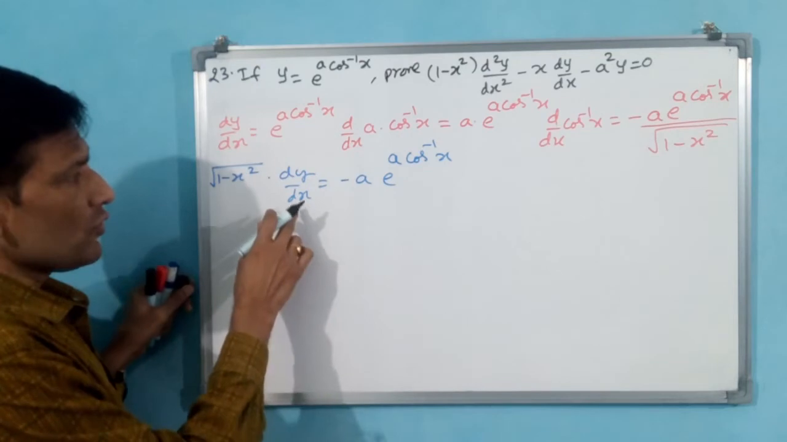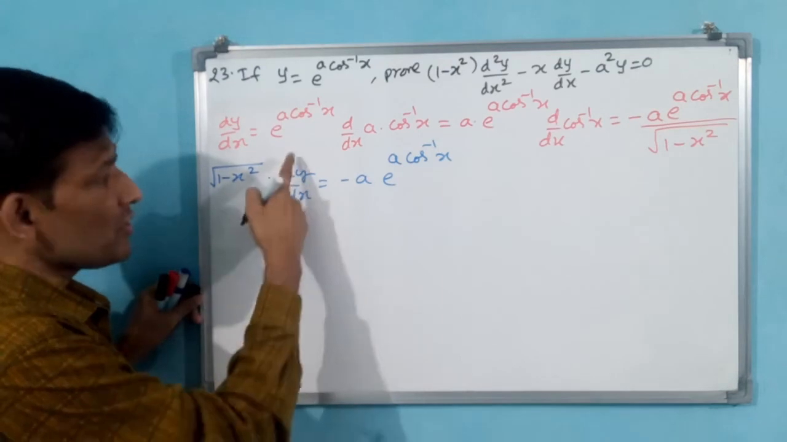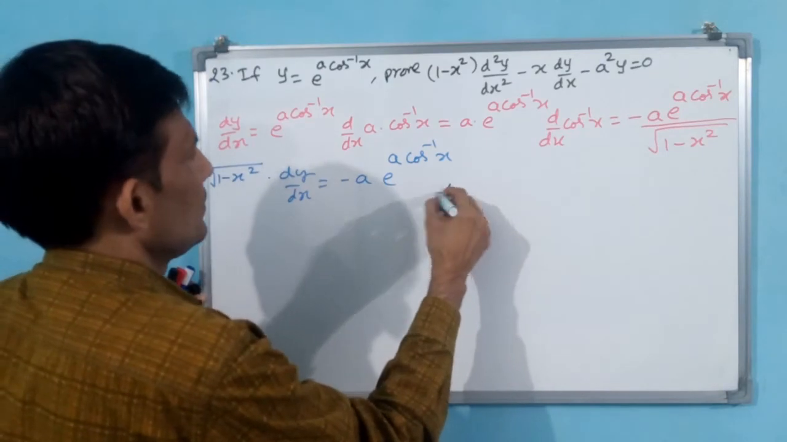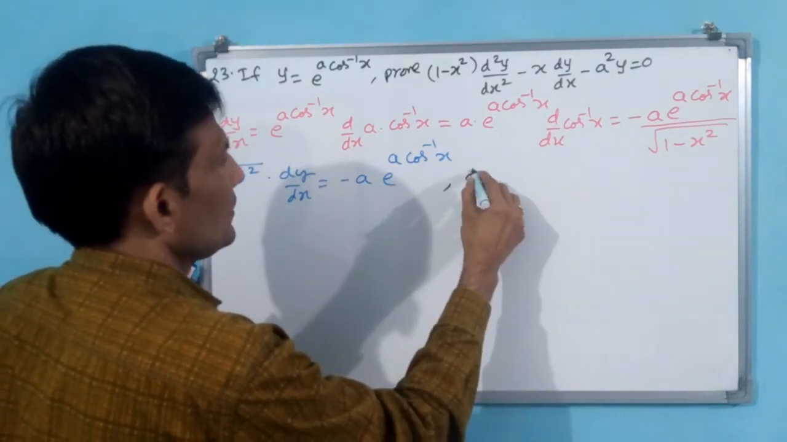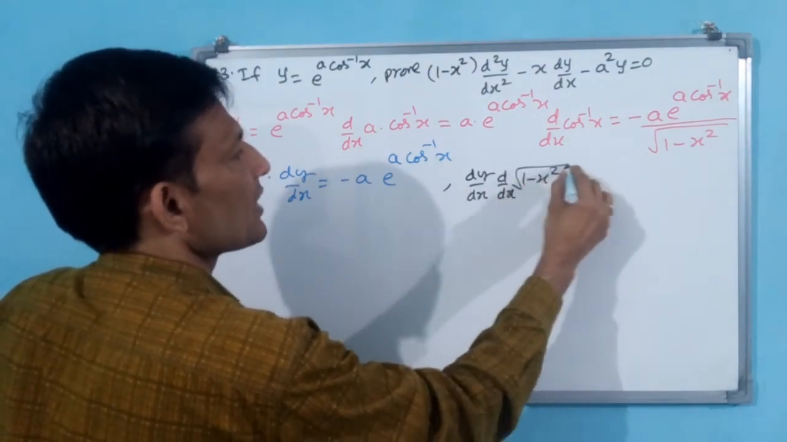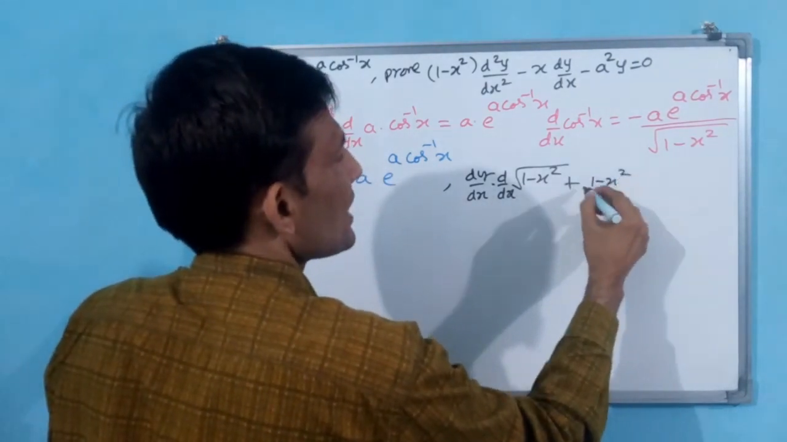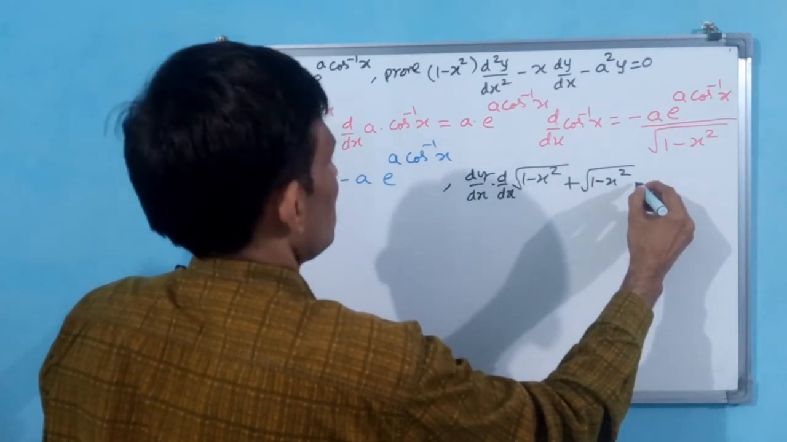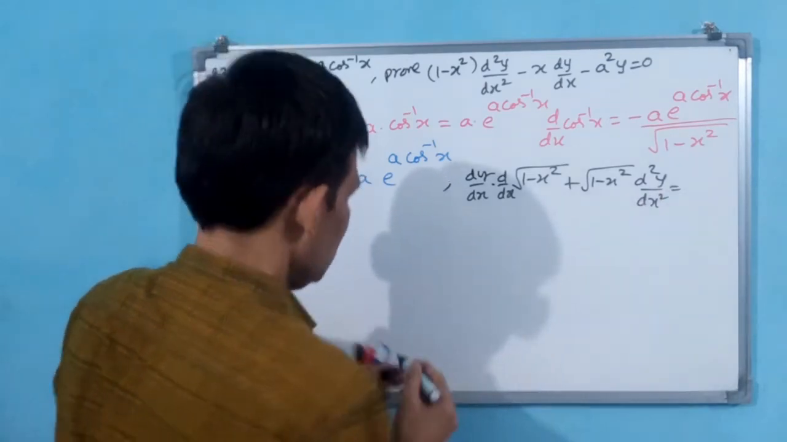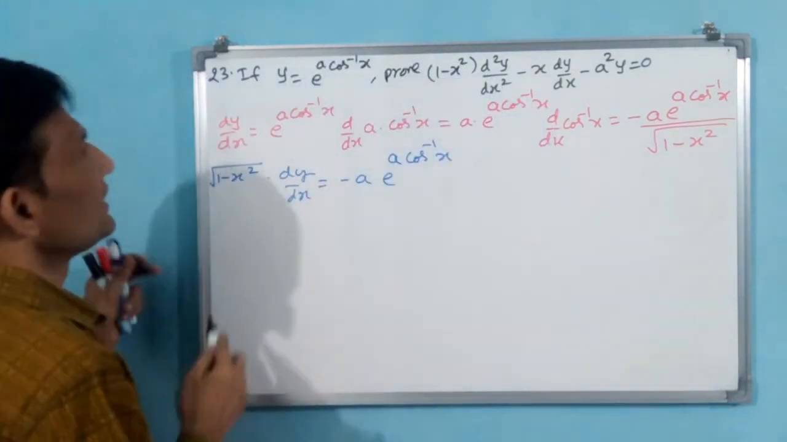If both sides I go u into v, you see what I am writing. Differentiating this, we get d square y by dx square. Write down dy by dx into d by dx of square root of 1 minus x square, plus square root of 1 minus x square d square y by dx square is equal to, we don't have space here, we have to go for the bottom only.